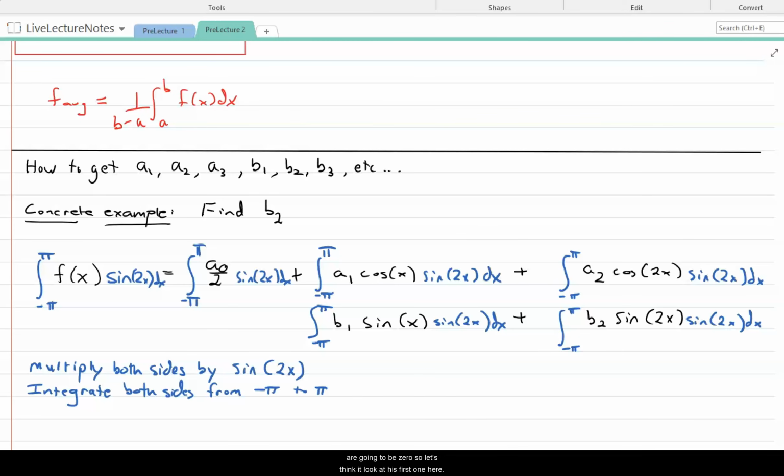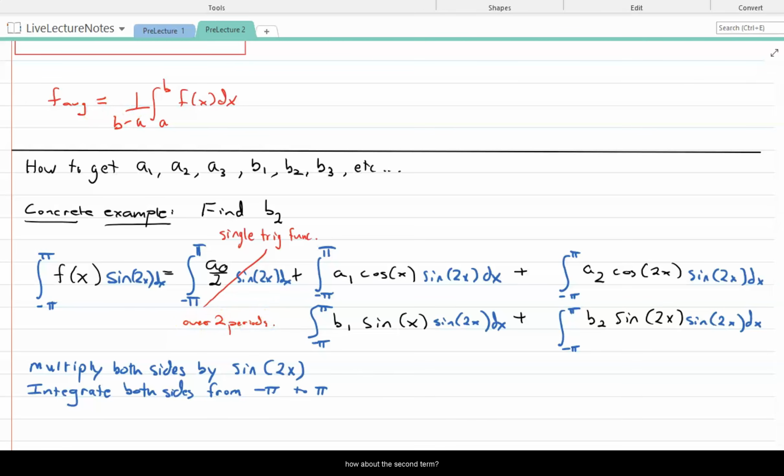So let's look at this first one here. This is a constant, so it comes outside the integral, so we don't need to worry about that. And then it's an integral of a single trig function over a multiple of the period. Sine 2x has a period of pi, so this is an integral over 2 periods. An integral of a single trig function from minus pi to pi is going to be 0. So this is 0 because it's a single trig function over 2 periods.